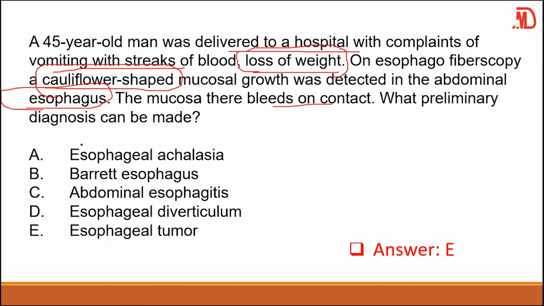All right, so over here, we are looking at what? Esophageal tumor.